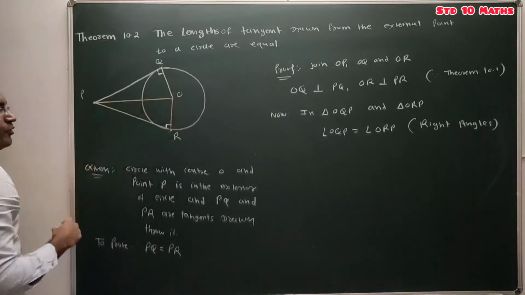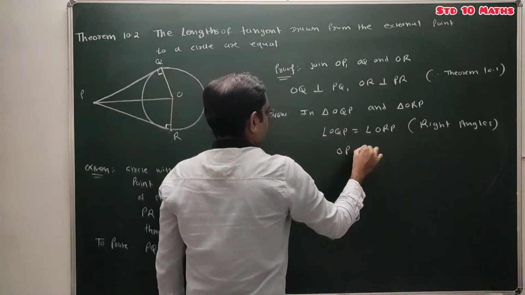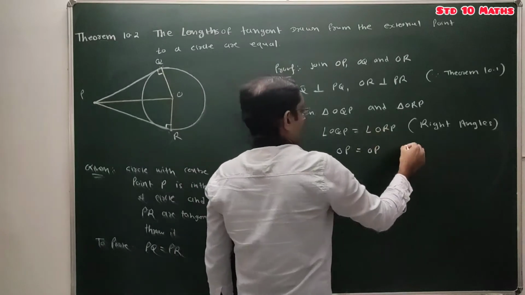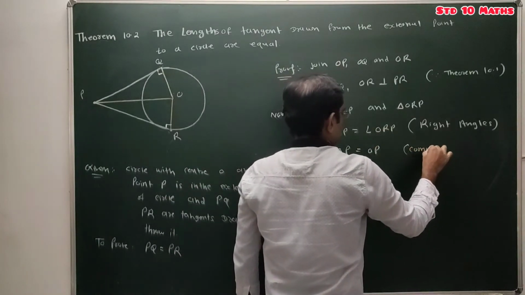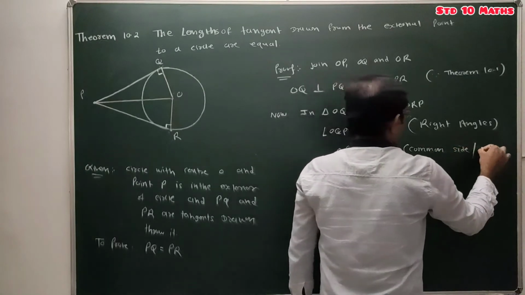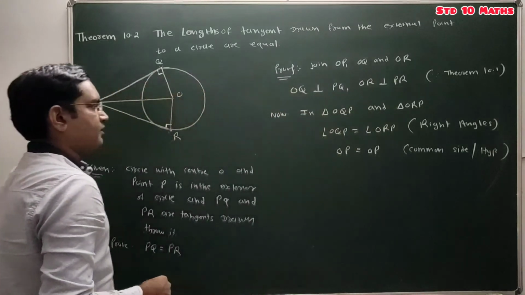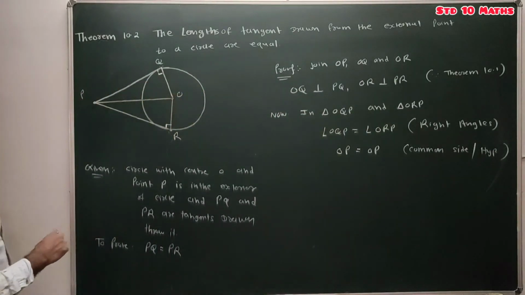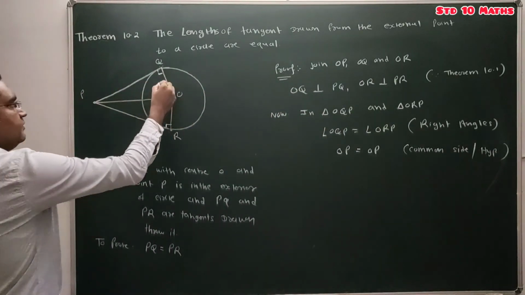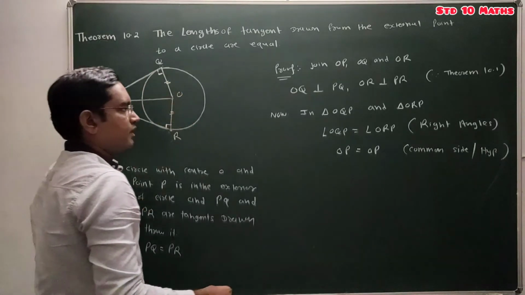So OP is the hypotenuse which is common between these two triangles. So OP equal to OP, which is the common side, which is nothing but the hypotenuse of both of the right angle triangles. RH. Now S, side. Consider these two sides OQ and OR are equal.